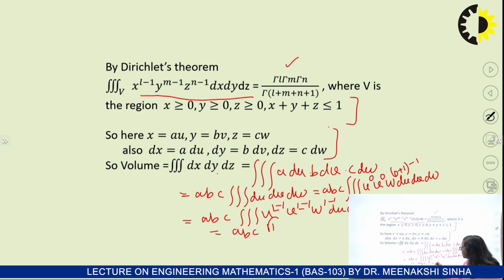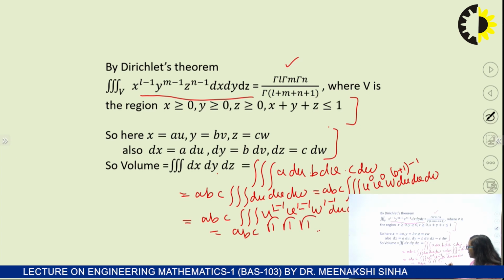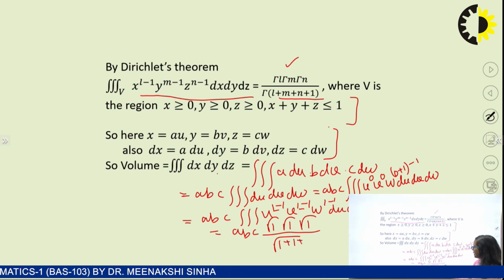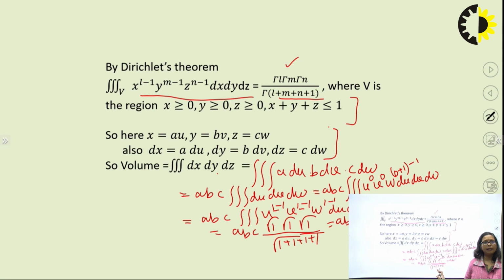I can write gamma 1, gamma 1, gamma 1 upon gamma of L plus M plus N plus 1. So it will become 1 plus 1 plus 1 plus 1 is the value. Solving it, I hope you know that gamma 1 is always 1, and in the denominator we get the value gamma 4, and gamma 4 is nothing but written as 3 factorial. So this value will become nothing but ABC divided by 6.